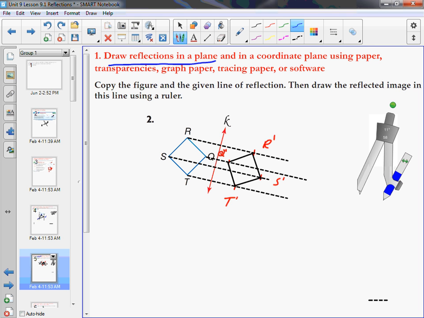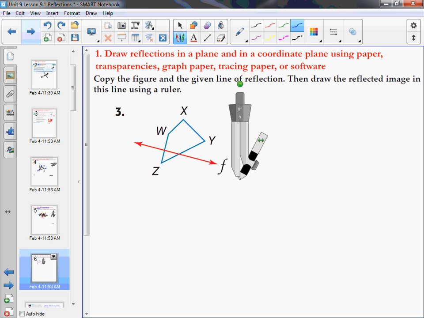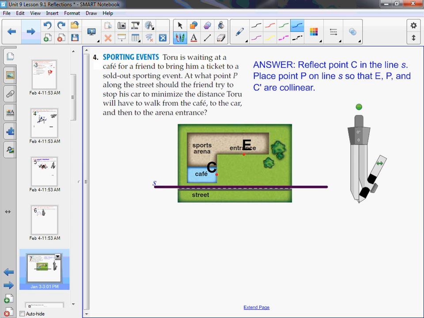We're also going to draw reflections in a coordinate plane. Okay? We'll come back to number 3 if we have time. I forgot about this one. This is a good one. Number 4. Leave a space for 3. You're going to need to do 3, or do them out of order. I don't care. Let's take a look at number 4.